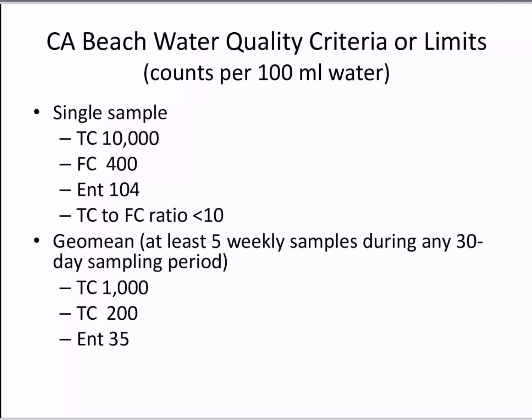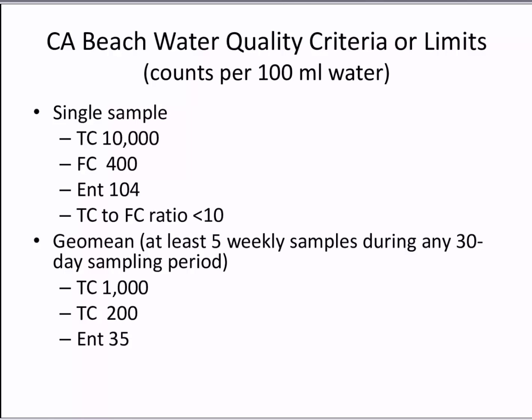So when FIB concentration exceeds the limits at heavily used beaches, health officials will post signs warning the public about possible fecal contamination. And you can see there's two different types of standards, there's what's known as a single standard, and for total coliforms, it's 10,000 counts per 100 ml of water. Fecal coliforms, 400, Enterococci, 104. And then we can also look at the total coliform to fecal coliform ratio, which should be less than 10.